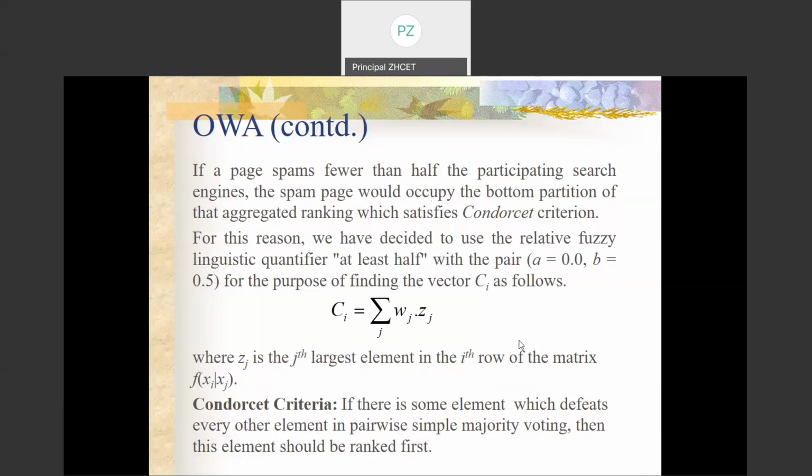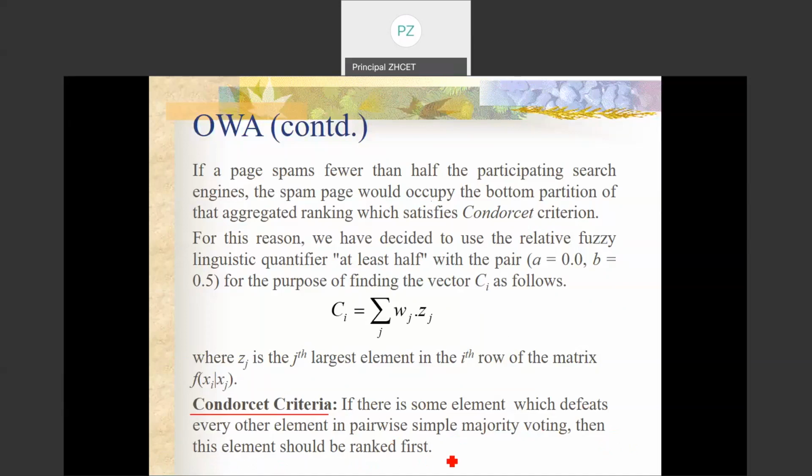So for the sake of completeness, I have added Condorcet criteria here. You can see that I paused the presentation and then I added this Condorcet criteria, right? So first let us understand what is Condorcet criteria. If there is some element which defeats every other element in pairwise simple majority voting, then this element should be ranked first. What does it mean?